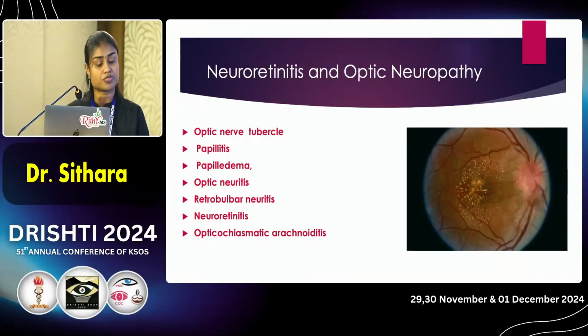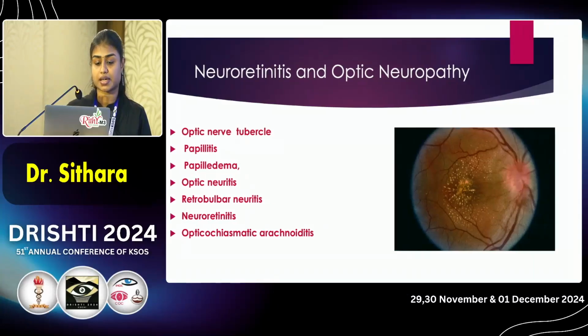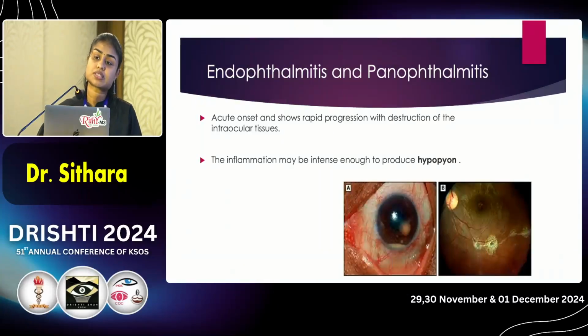It can be in the form of an optic nerve tubercle, papillitis, papilledema, optic neuritis, retrobulbar neuritis, neuroretinitis, optic chiasmal arachnoiditis. There can be the presentation of an endophthalmitis or a panophthalmitis. This is of an acute onset and shows rapid progression with destruction of the intraocular tissues. The inflammation may be intense enough to produce hypopyon. These were the typical manifestations.